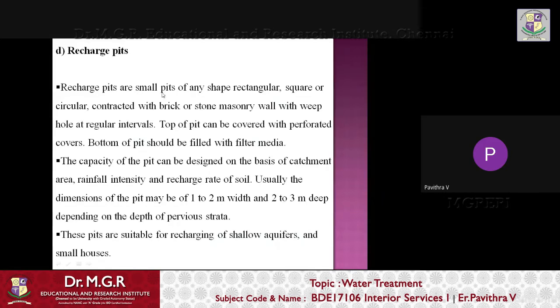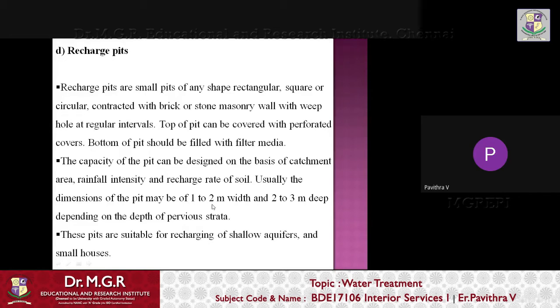The recharge pits are small pits of any shape, either rectangular, square, or circular, constructed with brick or stone masonry wall with deep holes at regular intervals. The top of the pit can be covered with perforated covers, and the bottom of the pit should be filled with filter medium. The capacity of the pit can be designed on the basis of the catchment area, the rainfall intensity, and the recharge rate of the soil.